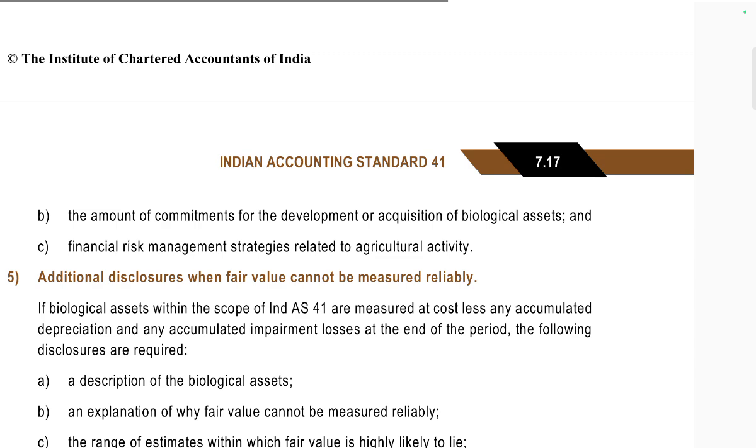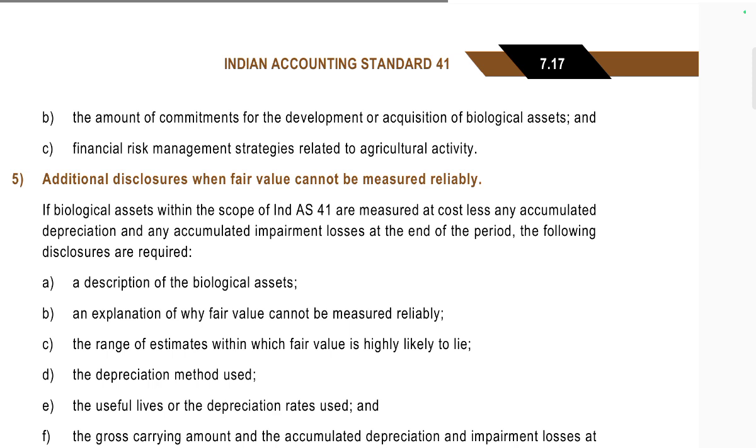Amount of commitments for the development or acquisition of biological assets, and financial risk management strategy related to agricultural activity. Additional disclosure when the fair value cannot be measured reliably: if a biological asset within the scope of Ind AS is measured at cost less accumulated depreciation and any accumulated impairment loss at the end of the period, the following disclosures are to be included.